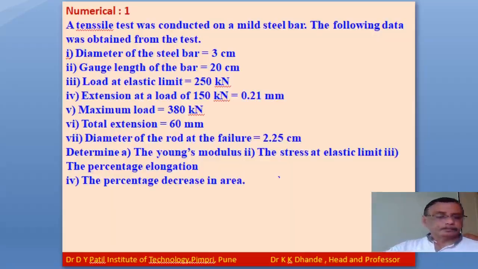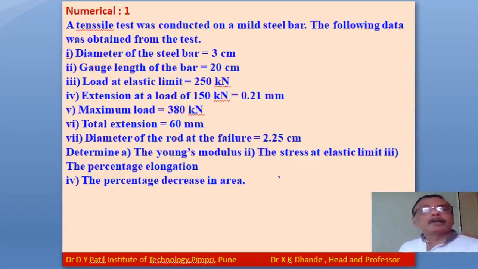So today we are going to discuss the numericals on these stress strain diagrams. So let's start from numerical number 1. Read the numerical. A tensile test was conducted on a mild steel bar. The following data was obtained from the test.